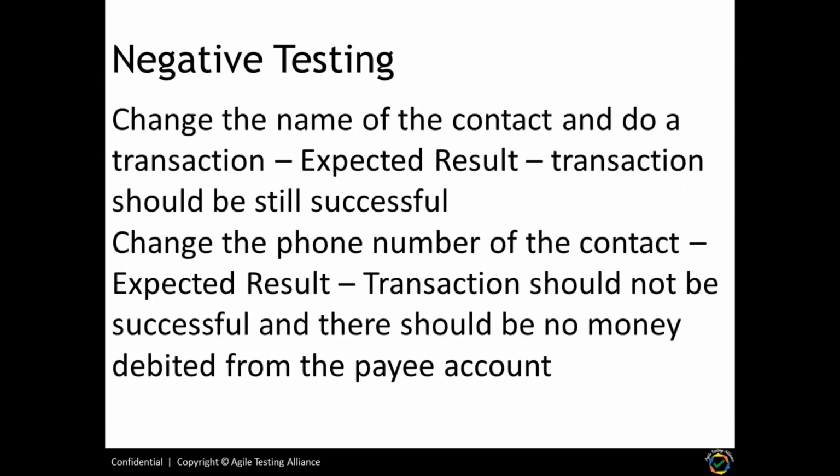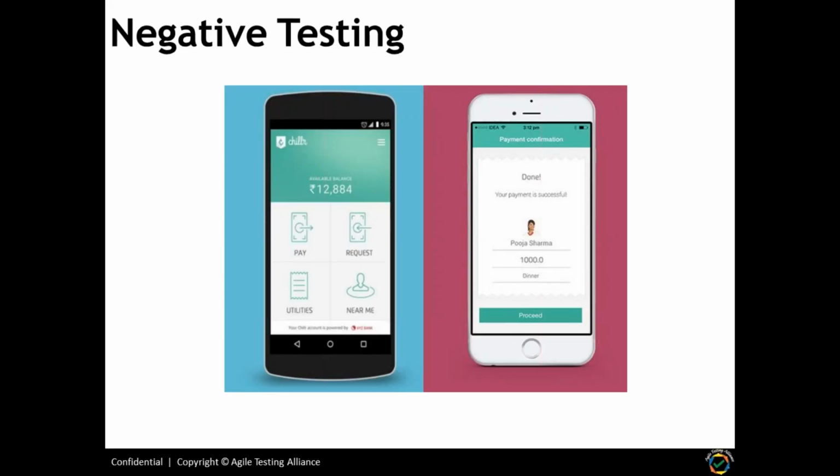So if we want to do the negative testing, what I would do is I would change the name of the contact and do a transaction, right? The expected result is obviously the transaction should be still successful. Then the other negative testing which I can do is I can change the phone number of the contact and see whether the transaction is successful or not. So obviously the transaction should not be successful, and there should be no money debited from the pay account. So these kinds of negative testing I can do from a user scenario perspective, right?